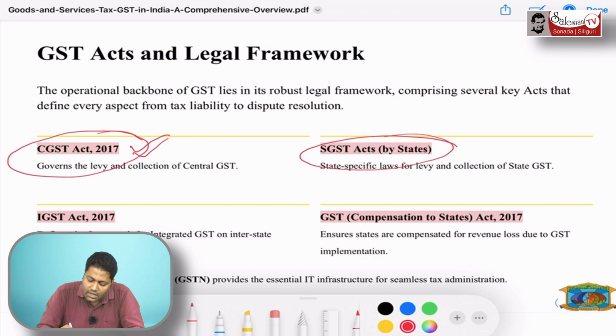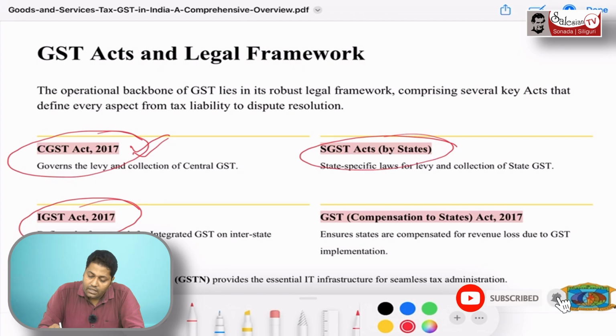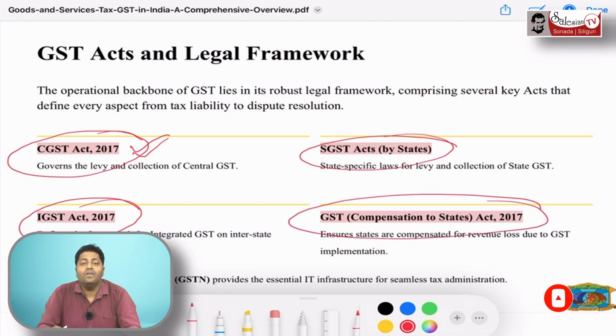For SGST, there is an SGST Act. For IGST, there is an IGST Act 2017, and there is also the GST Compensation to States Act 2017. Why is this Act important? Because whenever GST is paid, the Centre has to pay back the state if there is a shortage of tax in the system, as compensation to the state.